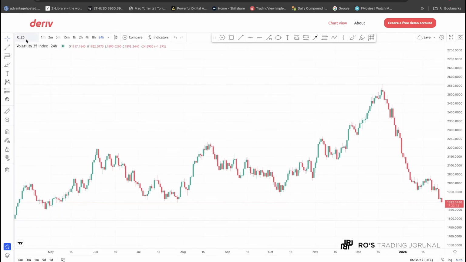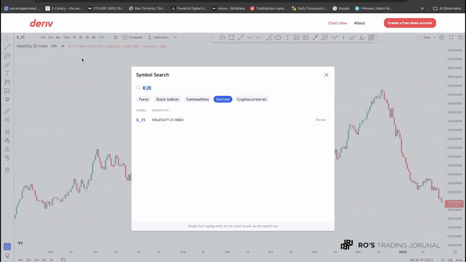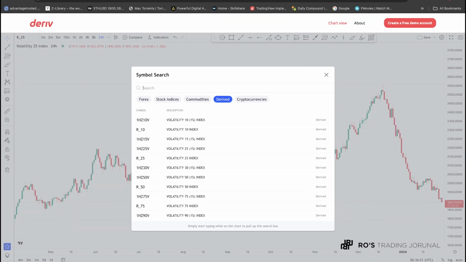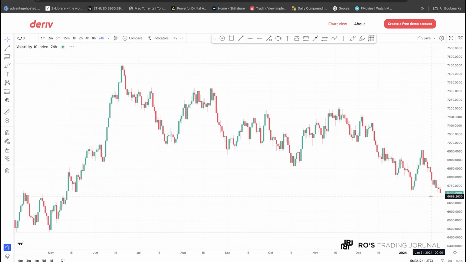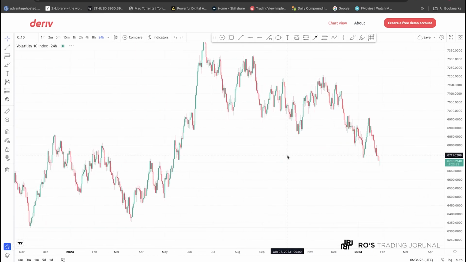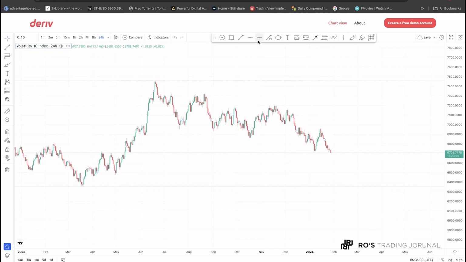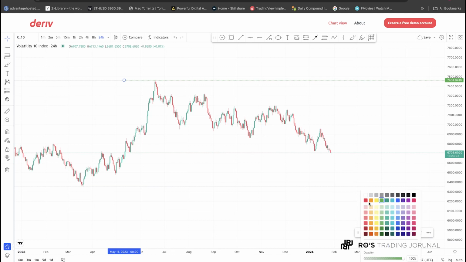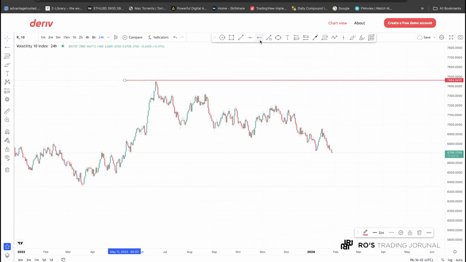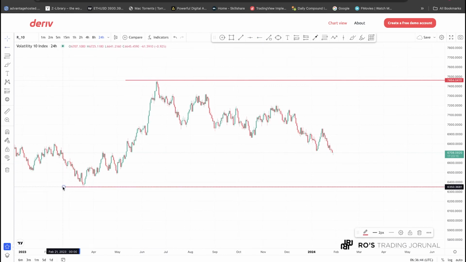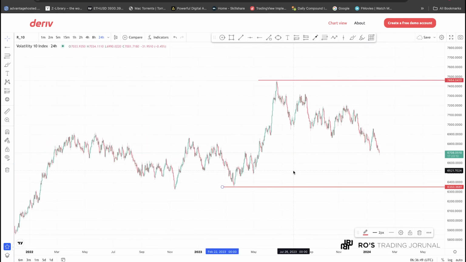The first one I'm going to start off with is V10, Volatility 10. The first thing I would like to do is identify my highs. Let me just change this real quick to a red line, something more prominent so you can see, and this is my low. As you can see, we're trading within this range, right?